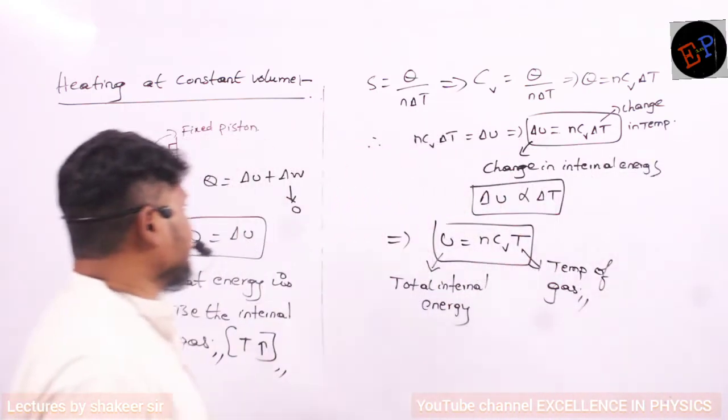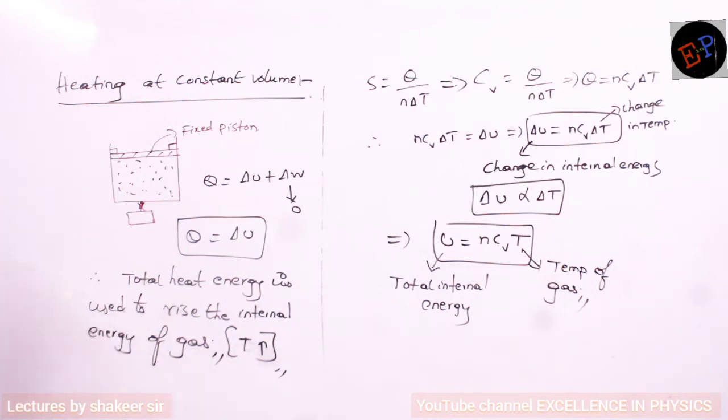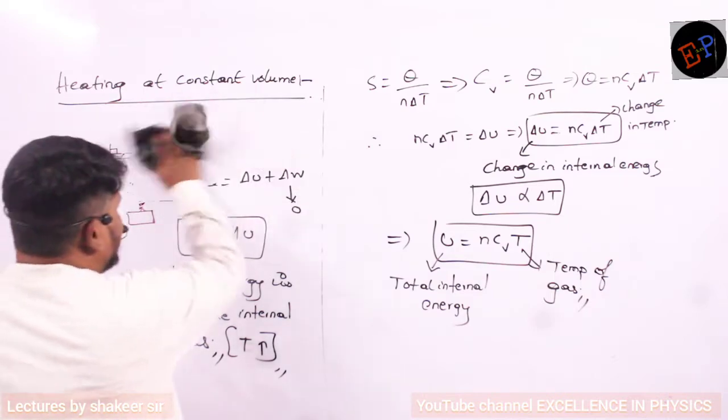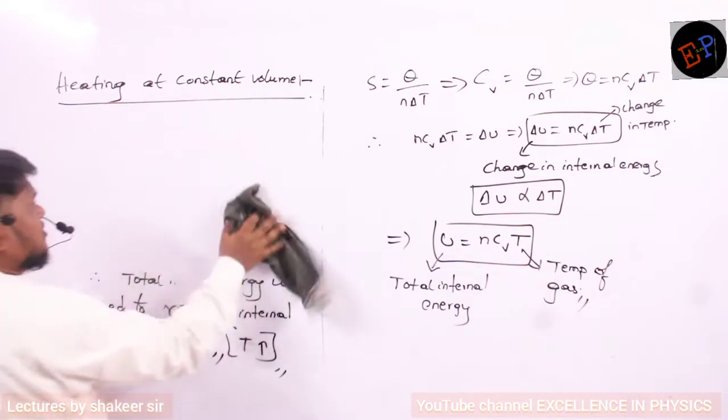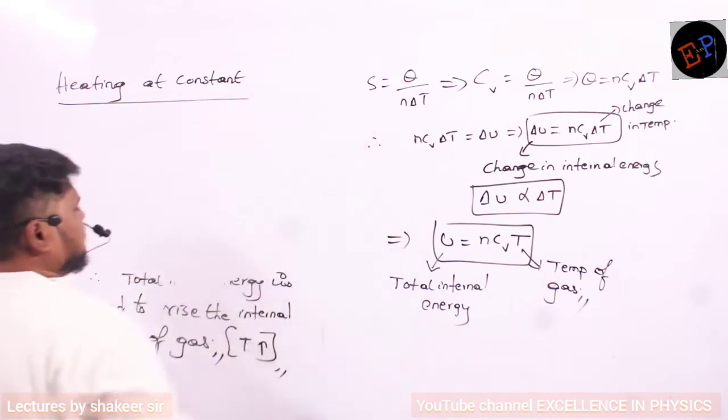Up to here it is clear? So this is heating of the gas at constant volume. What we have studied here is that at constant volume, whatever heat energy you supply, it totally converts into internal energy of the gas. That's it. Is it clear? Okay. So next we study heating of the gas at constant pressure.